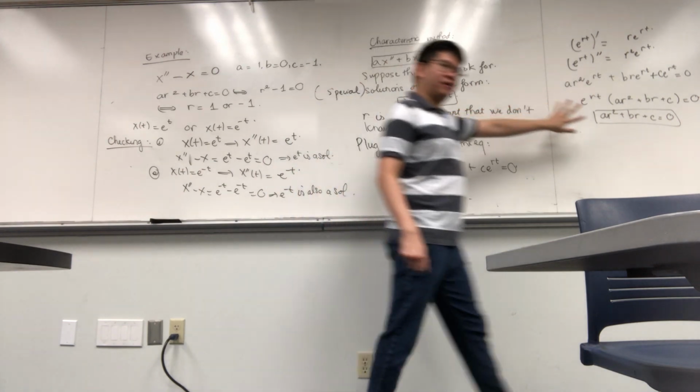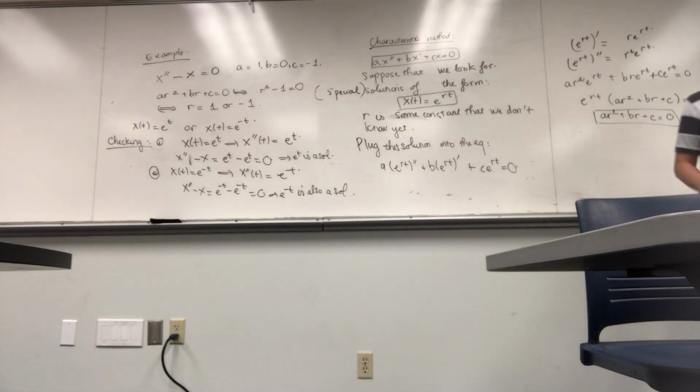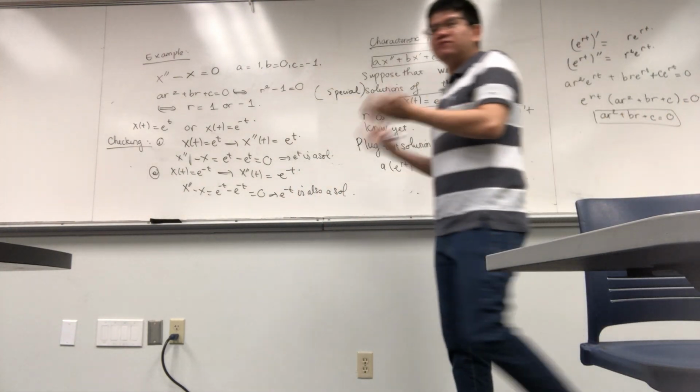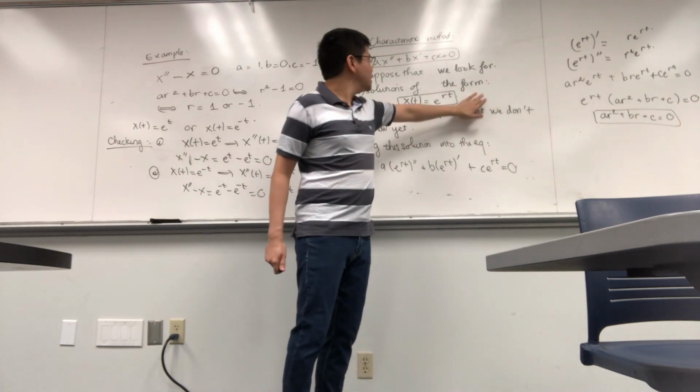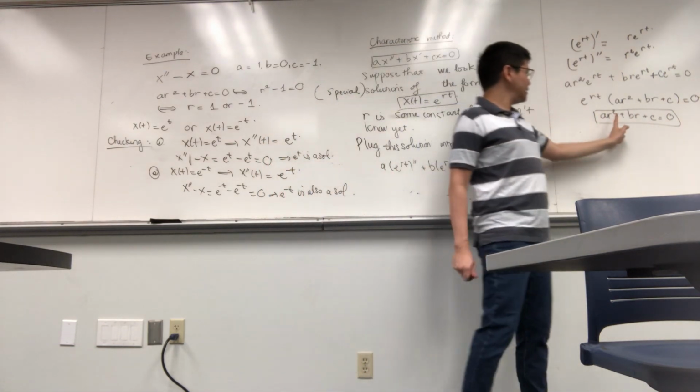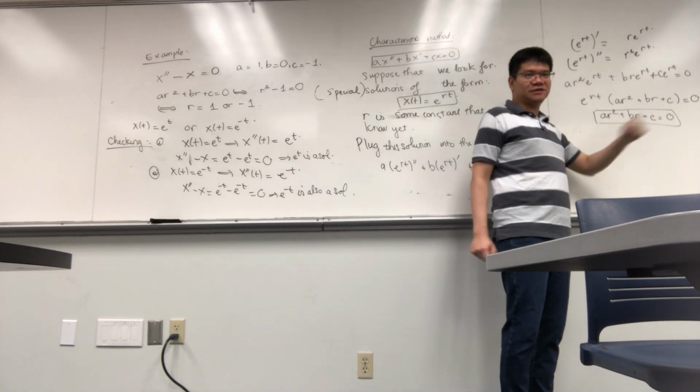This is the general framework for solving a second-order differential equation. You look for a special solution of the form e to the rt. You plug it back into this equation. What you get is ar squared plus br plus c.